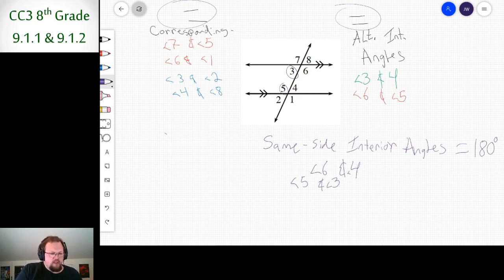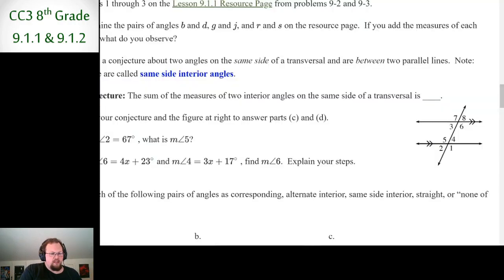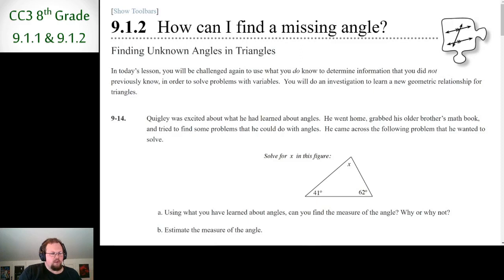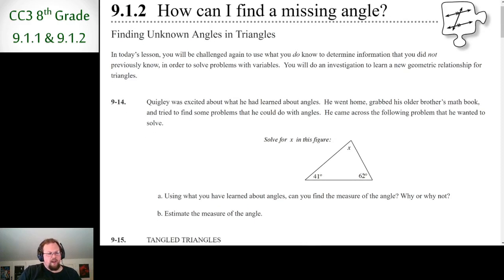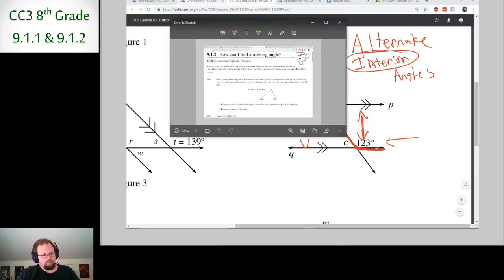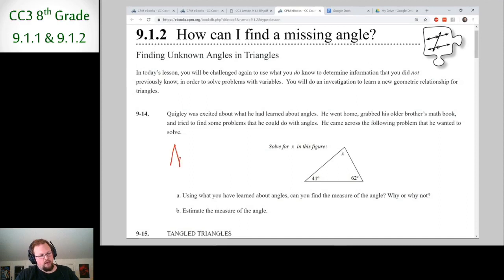Okay, and that is the majority of this parallel line transversal stuff. The reason I'm adding in a whole second section to this is specifically because the unknown angles in triangles is very simple. A triangle has 180 degrees. Okay, a triangle has 180 degrees.